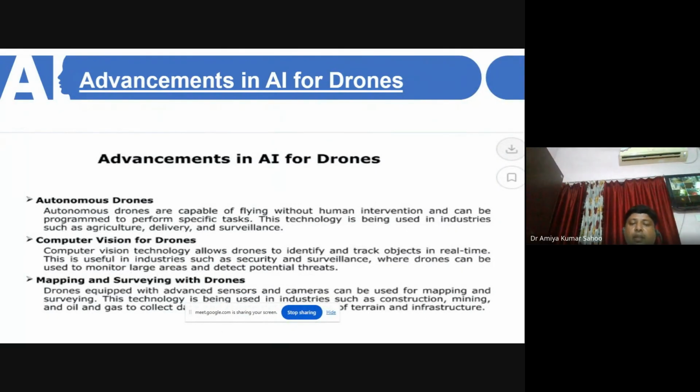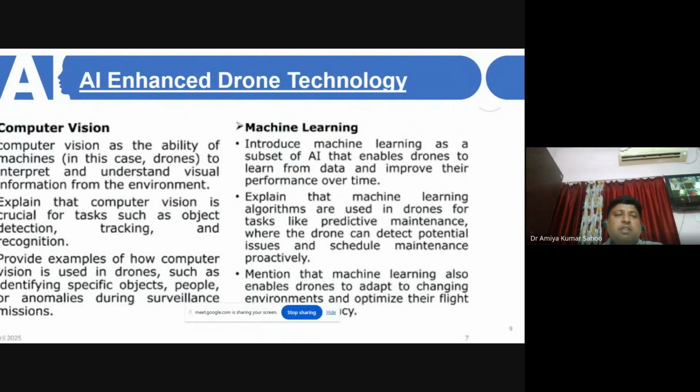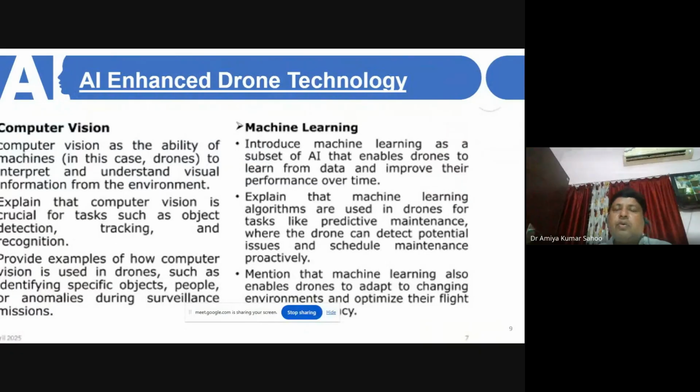Drones are equipped with advanced sensors and cameras, which can be used for mapping and surveying. This technology is being used in industries such as construction, mining, and oil and gas, to collect different types of data and monitor infrastructure. We are speaking about AI-enhanced drone technology, which is related to computer vision and machine learning.